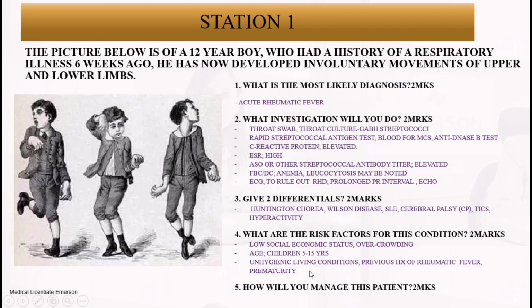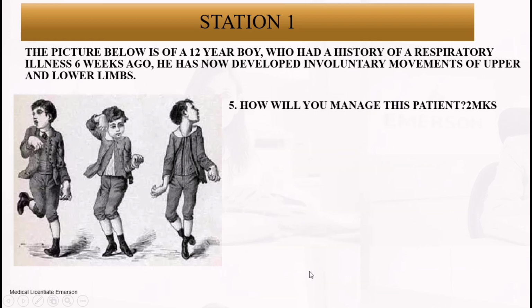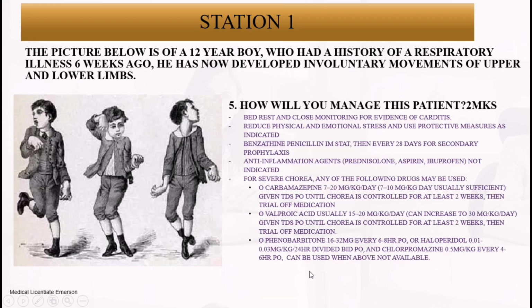And question 5, how will you manage this patient? So management of these patients, this is going to help you remember everything, but I'll give you some pointers to put, since it's a tutorial and there's a time limit. So let's just go through everything. Then we are going to point out the most likely things you can put. So make sure there's bed rest and close monitoring for evidence of carditis.